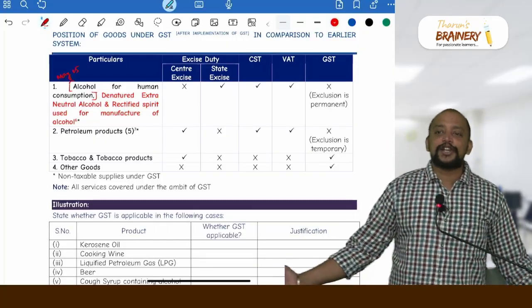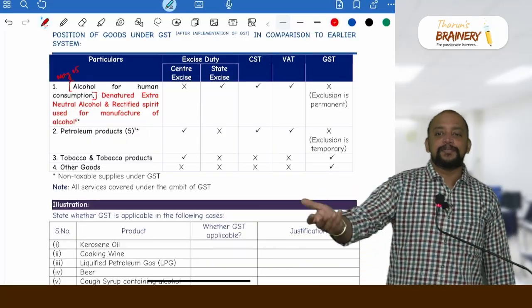So just government is trying to make advantage at the cost of the people, at the health of the people.